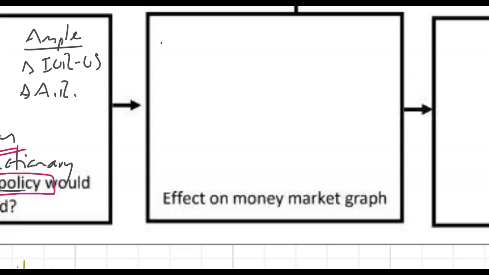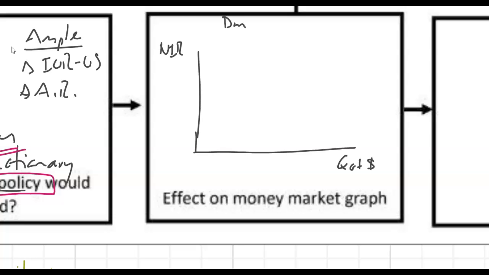So money market is the nominal interest rate. You can put NIR if you want. And then it's going to be quantity of money down here. I'll just do dollar symbol. So when we draw this, just kind of do the full thing, we have the transaction demand. So they're the... Can you tell I'm a teacher?